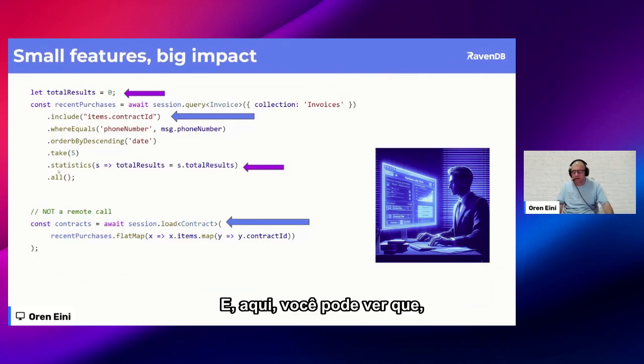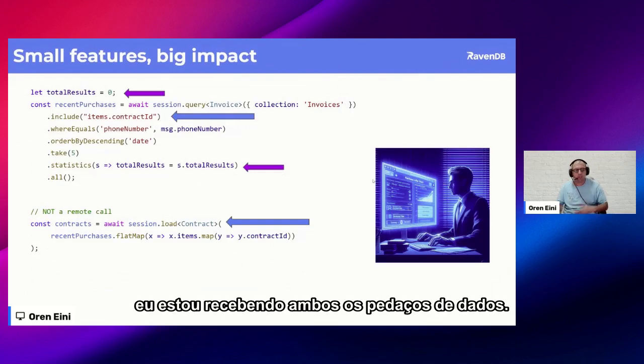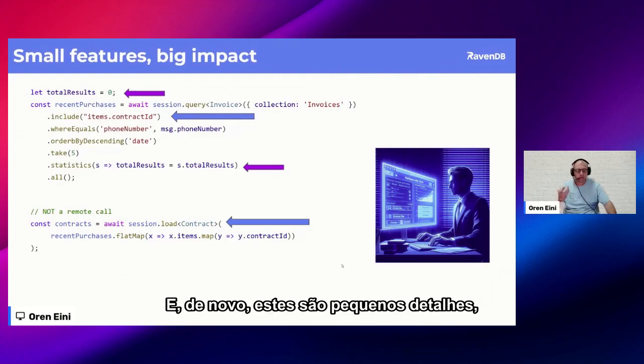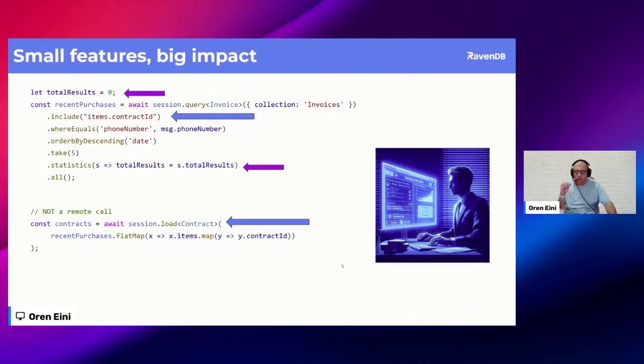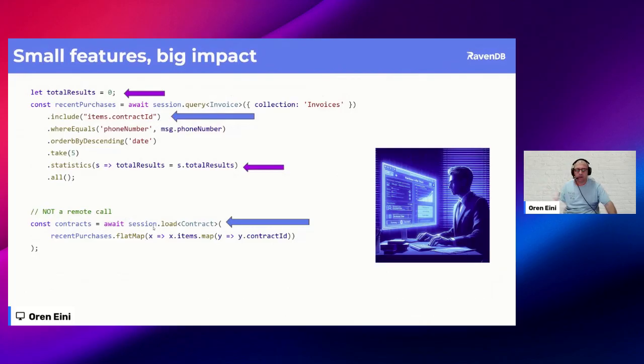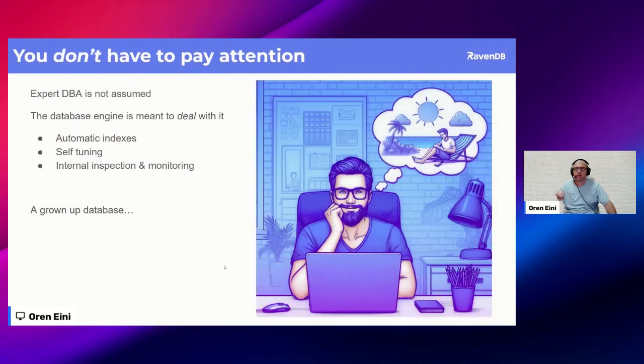And here you can see that in one shot to the database, I'm getting both pieces of data. And if you look at the entire slide, everything is done. And again, those are small features, but that means that instead of hitting the database 4 times, 5 times, however many specific contracts we have, we hit it once. That has a huge impact on your performance.